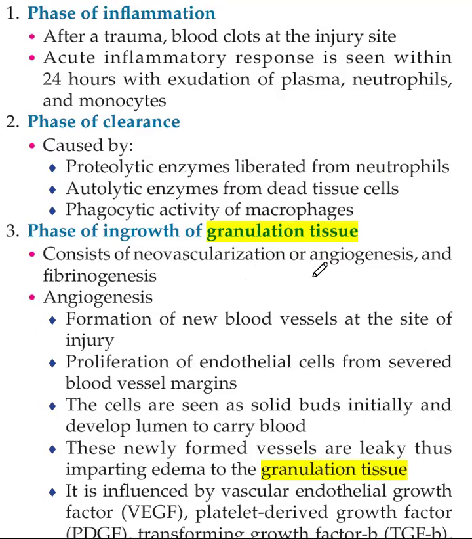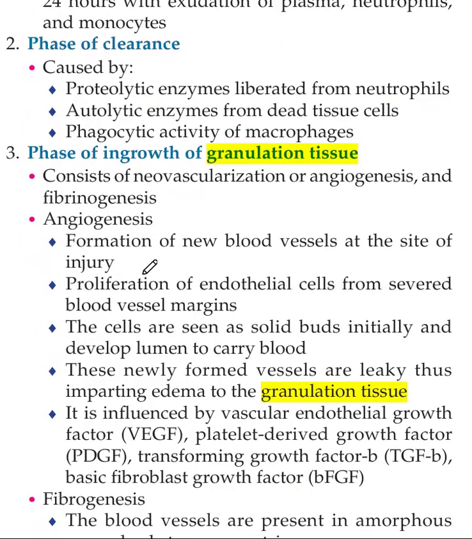which consists of neovascularization or angiogenesis and fibrogenesis. Angiogenesis is the formation of new blood vessels at the site of injury, through proliferation of endothelial cells from the severed blood vessel margin. The cells are seen as solid buds initially and develop a lumen to carry blood.